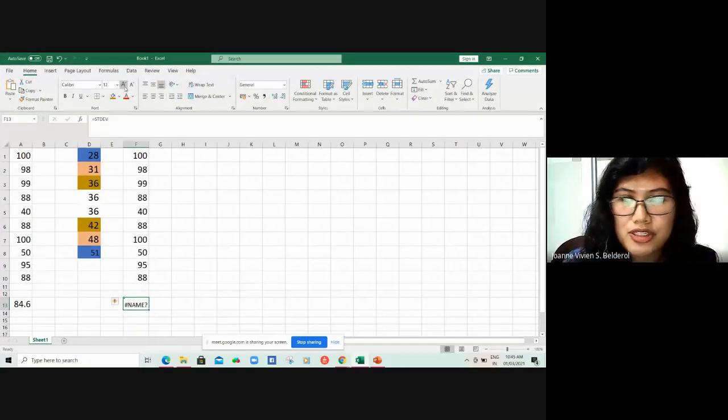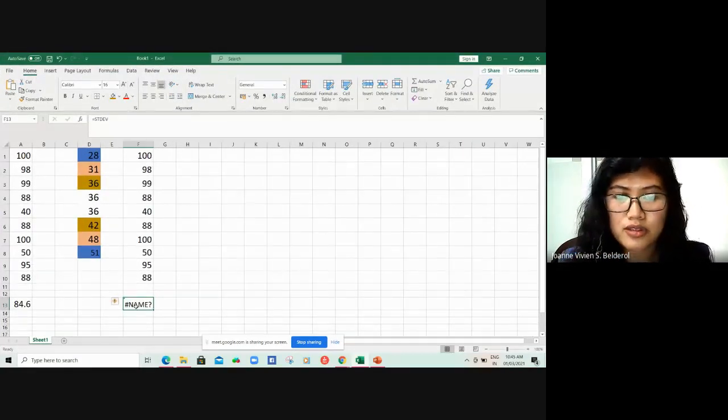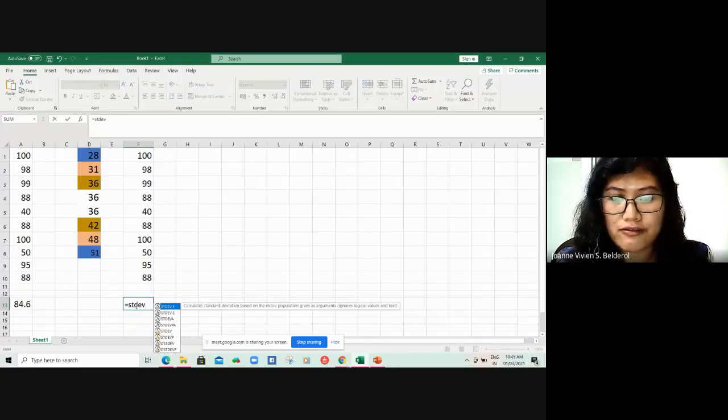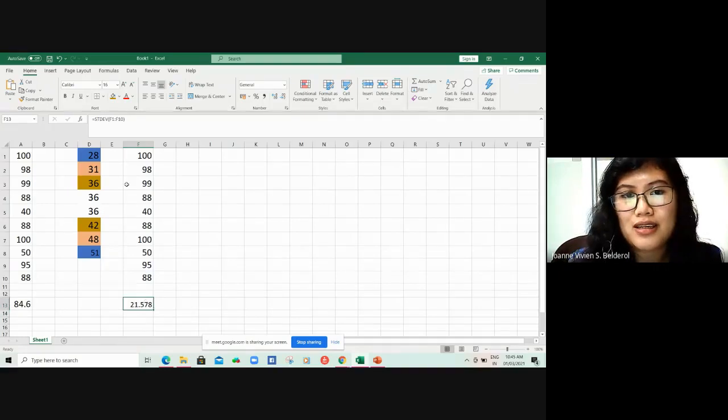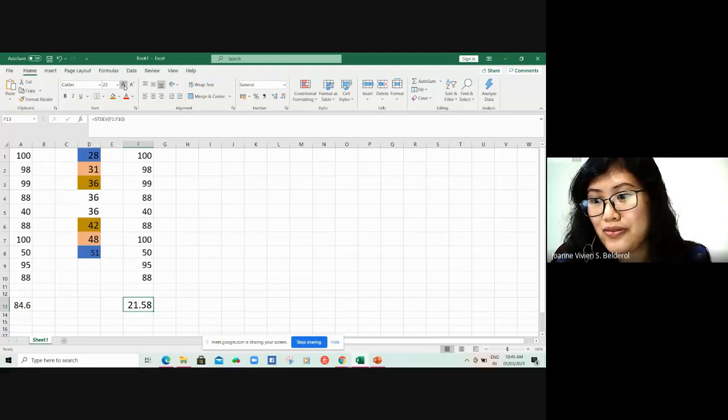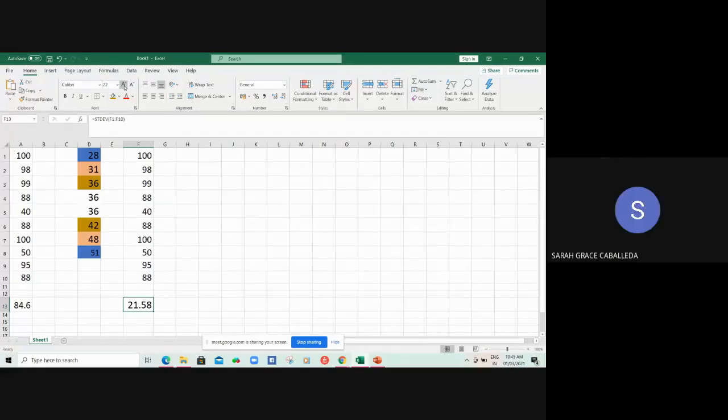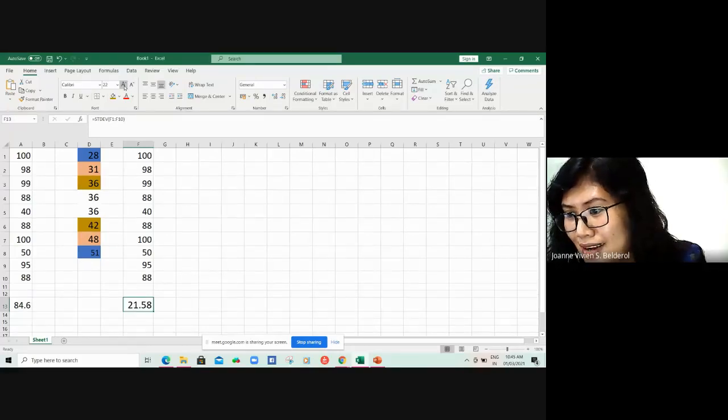I will enlarge it. So equals stdev, open parentheses, highlight, close parentheses, press enter. And we have the standard deviation. Follow? Yes, ma'am. So that's it, stdev. That's your formula. That's your command.